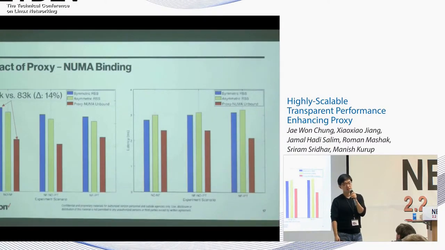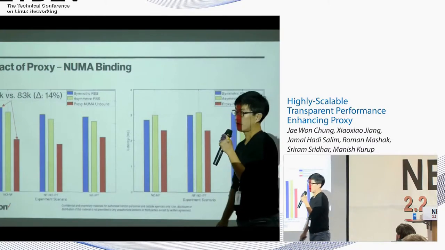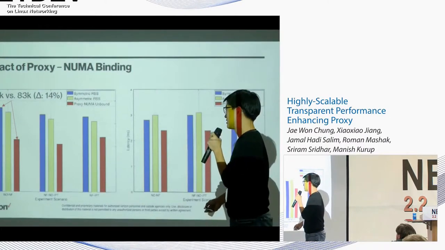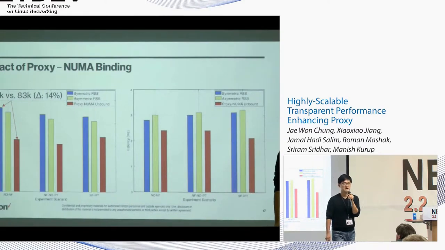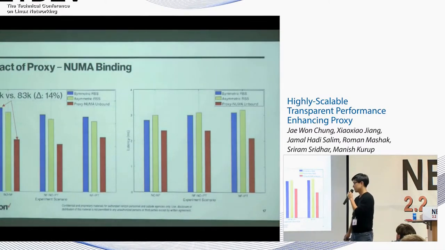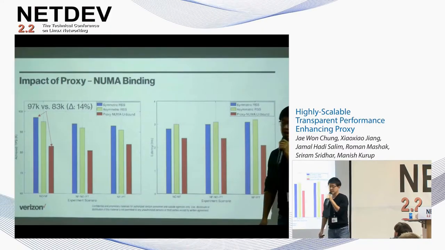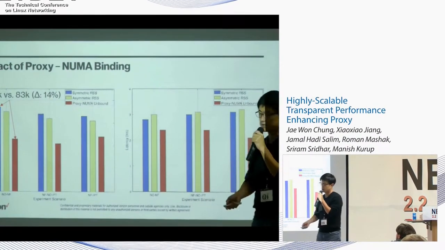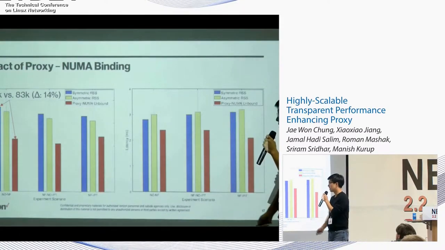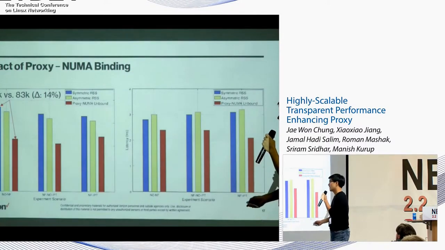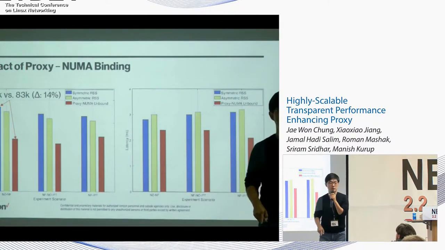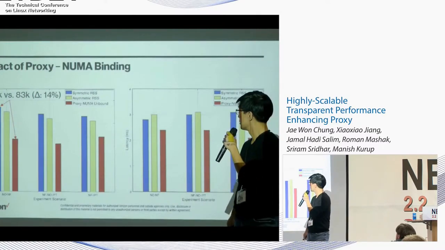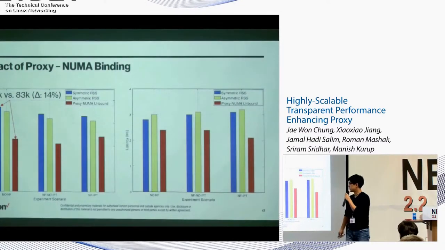So when we looked at the IRQ, some cores had very high IRQ utilization. So I said, oh, what is going on? We looked a little further and found that the core that has to serve the memory access data for the other proxy was causing a high IRQ, CPU utilization. So after we made sure everything comes to the NUMA 1 node, the performance jumped up to 97K. So this is one of the things that we found.